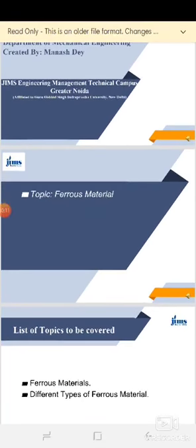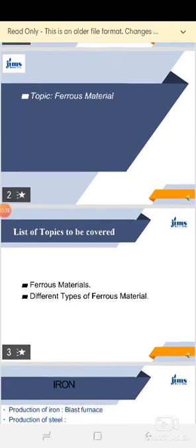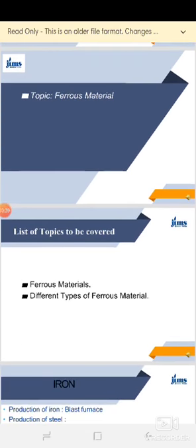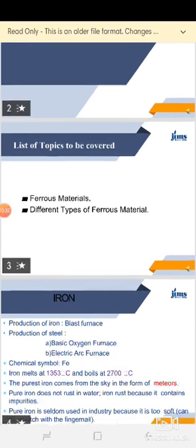Okay, so the topic I'll be covering is ferrous material. There are various materials in engineering. We can classify them into ferrous material and non-ferrous material. Ferrous materials are those materials which contain carbon as the main constituent. So the topic I'll be covering is ferrous material and different types of ferrous material.